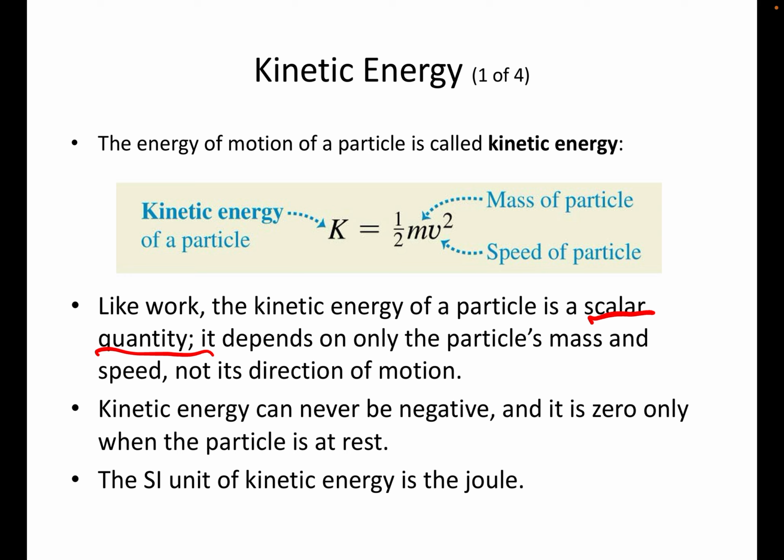Second, because both mass and speed squared are positive, kinetic energy can never be negative. Mass is positive, speed squared is positive, so kinetic energy can only be zero when the object is perfectly not moving. And finally, the SI unit for kinetic energy is the joule.